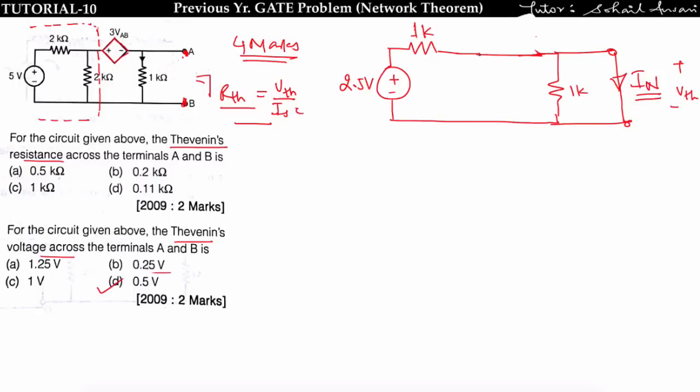So this dependent source can be replaced by short circuit because VTH is 0, means the voltage across this dependent source will be 0. Okay. Also this 1k ohm resistor is of no use because it is short circuited. So no current will flow here. So this is also removed. Now find the Norton current. Norton current is given by 2.5 by 1k, that is equal to 2.5 milliampere.